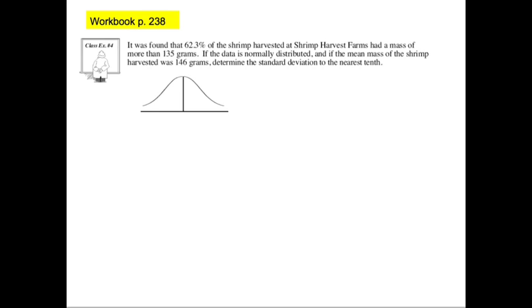It was found that 62.3% of the shrimp harvested at Shrimp Harvest Farms had a mass of more than 135 grams. If the data is normally distributed, and if the mean mass of the shrimp harvested was 146 grams, determine the standard deviation to the nearest tenth.